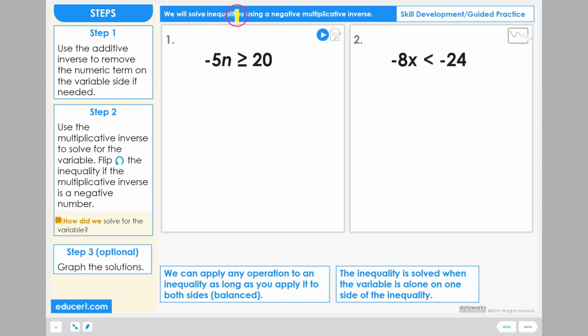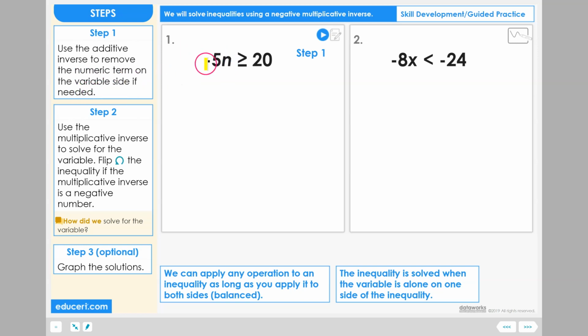Let's solve inequalities using a negative multiplicative inverse. Problem number 1. Negative 5 times n is greater than or equal to 20.